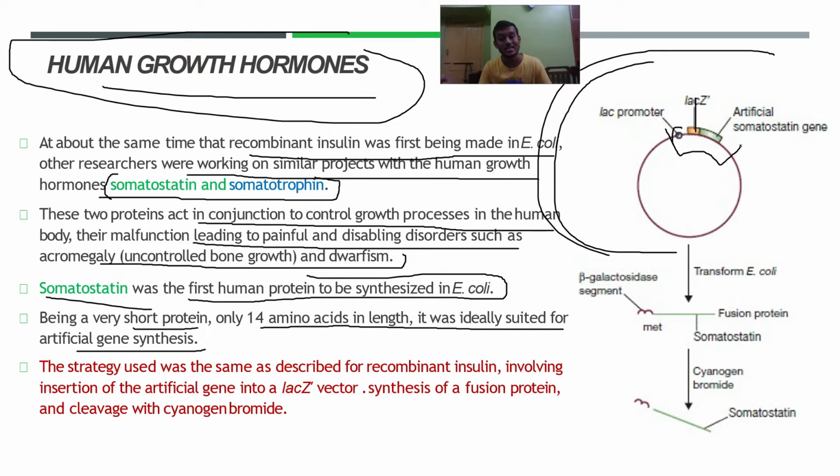The lac promoter and lacZ part I have already explained in my previous videos, so you can watch it. When the plasmid with the artificial somatostatin gene is transformed in E. coli, we get a beta galactosidase segment, which consists of the methionine region, and it is a fusion protein. From there, via cleavage with cyanogen bromide, we get the somatostatin out, and this is how recombinant somatostatin is produced. So this is another great application in the human growth hormones.